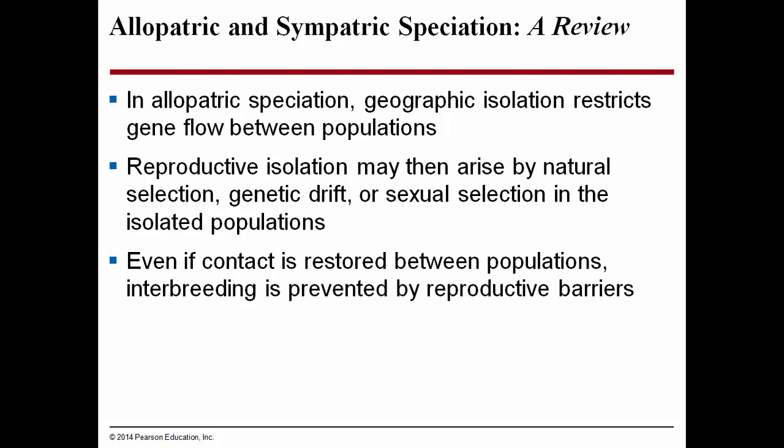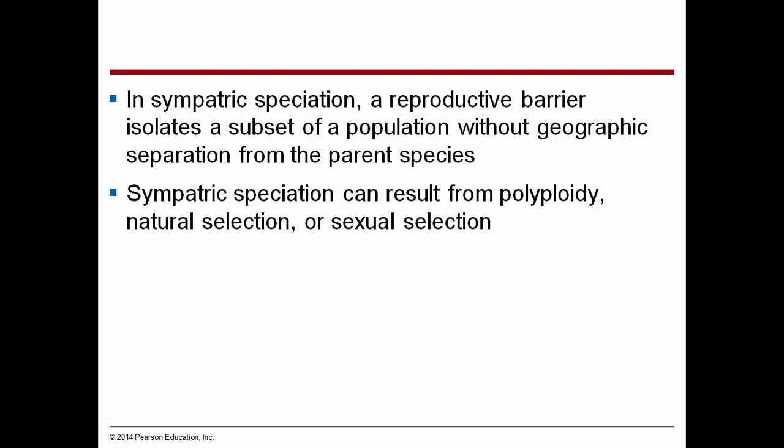Reproductive isolation may then arise by natural selection, genetic drift, or sexual selection in the isolated populations. Even if contact is restored between populations, interbreeding is prevented by reproductive barriers. In sympatric speciation, a reproductive barrier isolates a subset of a population without geographic separation from the parent species. Sympatric speciation can result from polyploidy, natural selection, or sexual selection.